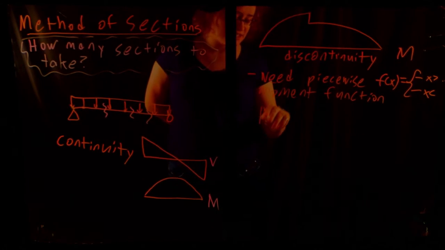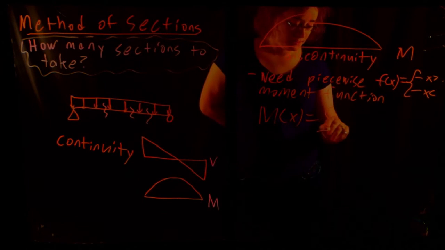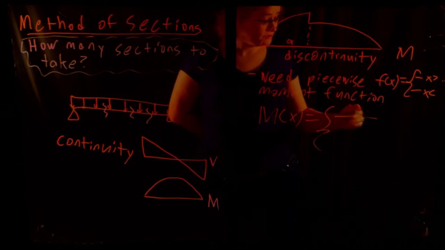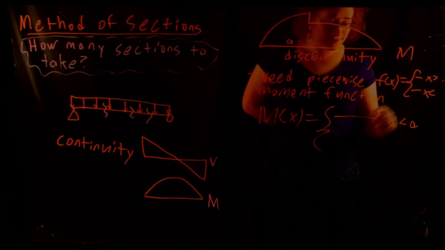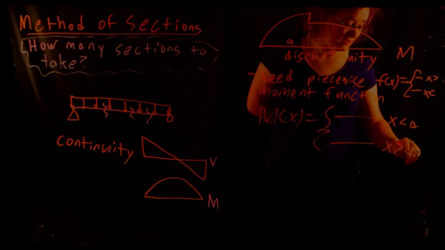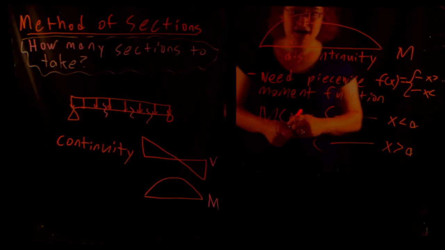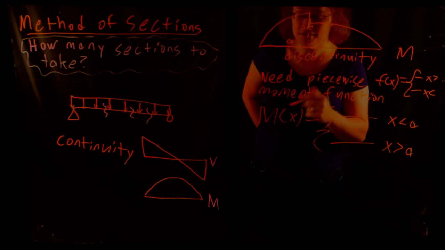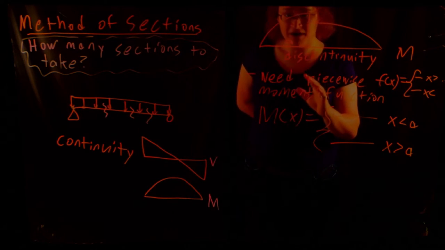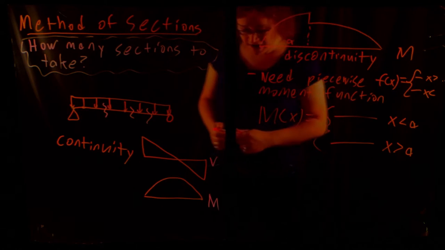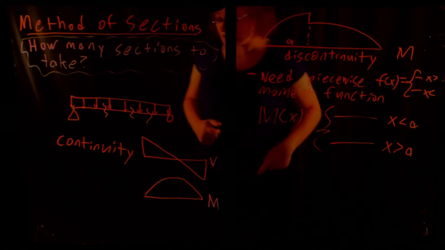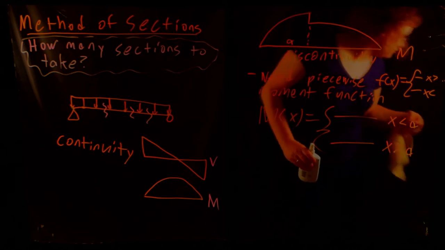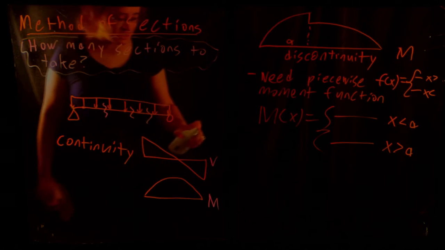So I would have something like m as a function of x equal to some function, let's say this was at point A here, for x less than A, and then some other function when x is greater than A. If you have any discontinuities in particular in the middle of your beam, then we'll need to develop multiple functions in order to compute the full shear and moment relationships across the entire beam. So what do these discontinuities actually look like? Let's see what kind of examples we can find of them.